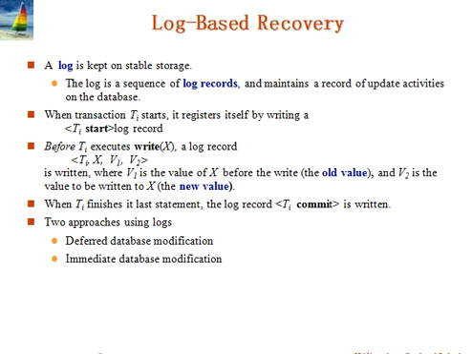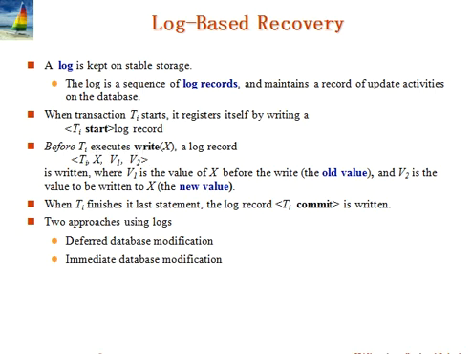There are several types of log records. An update log record describes a single database write. It has different fields: transaction identifier, data item identifier, old value, and new value. Here the first is the transaction identifier, next we take some X value, which is the data item identifier. V1 is the old value, and V2 is the new value.